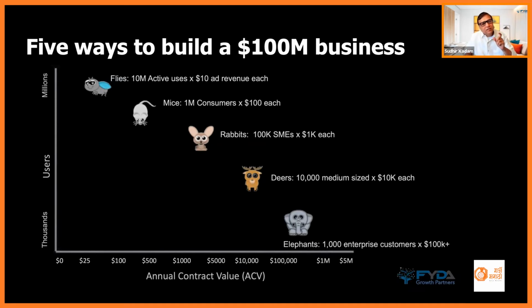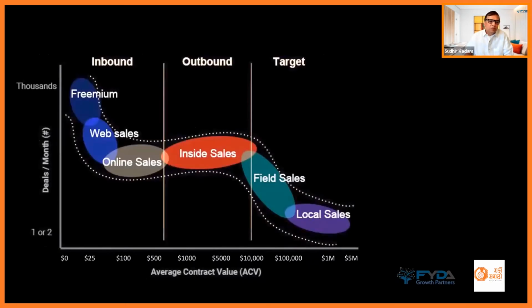So what this is telling you is what approach you will follow depending on what you're going to charge your customers. This is how the channels are structured. You can have a freemium channel, that is you offer it free and then you convert them to paid customers. You can have web sales, online sales, inside sales, field sales, and local sales.